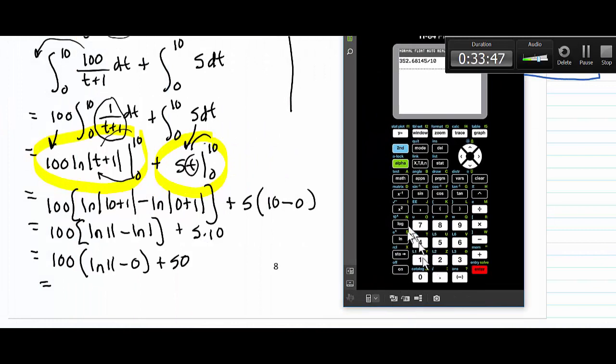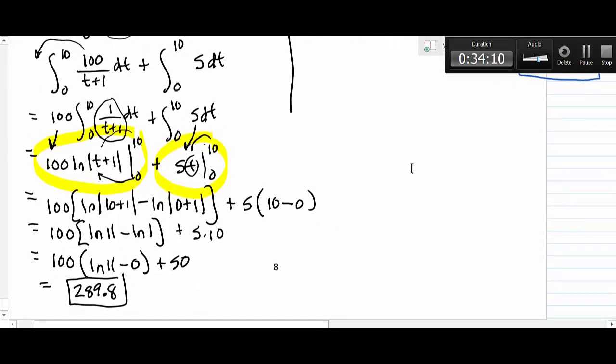I'll just put this in exactly like this. 100 and then ln of 11. Don't worry about the 0. Plus 50. And then that will give 289. Let's just round to one decimal, so that'd be 289.8 would be that rate. And that should be the answer.